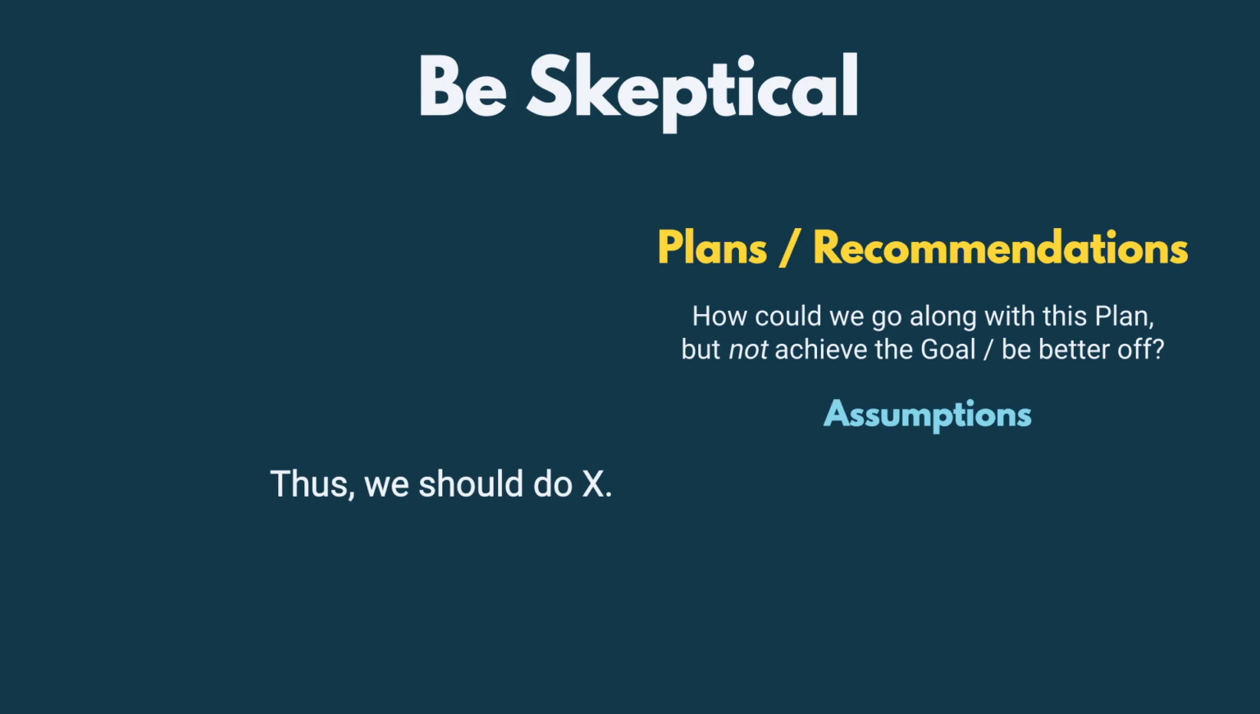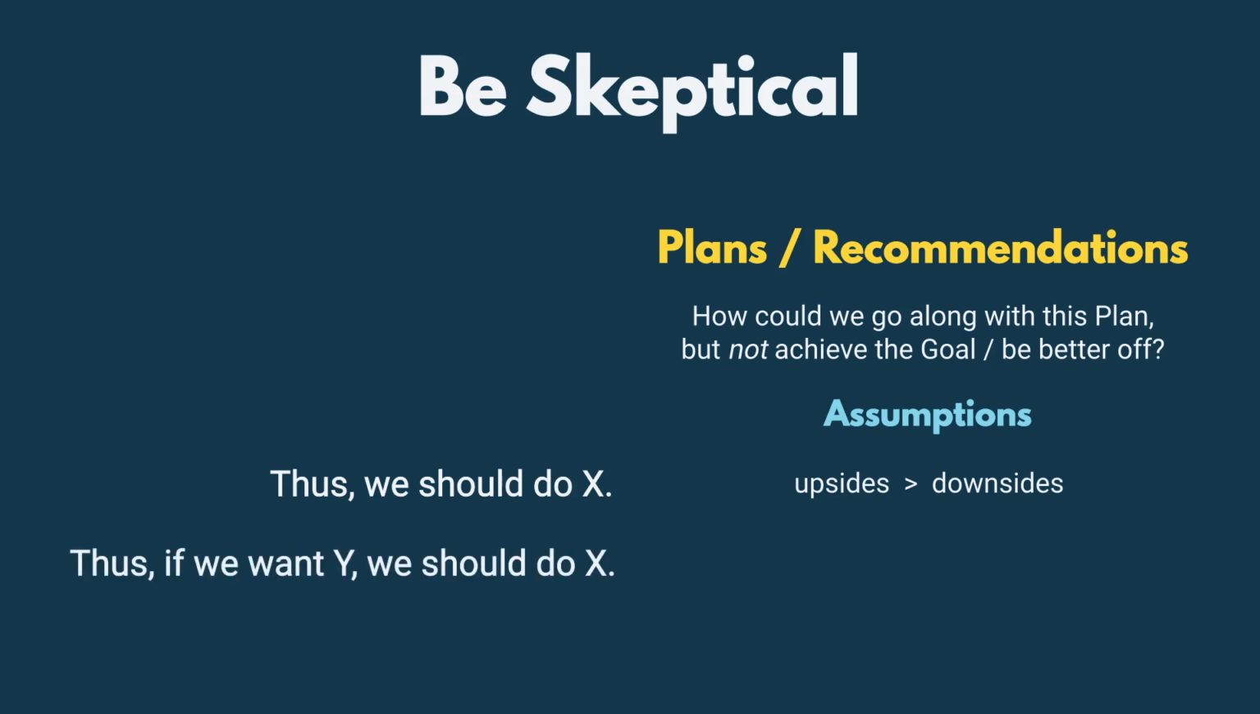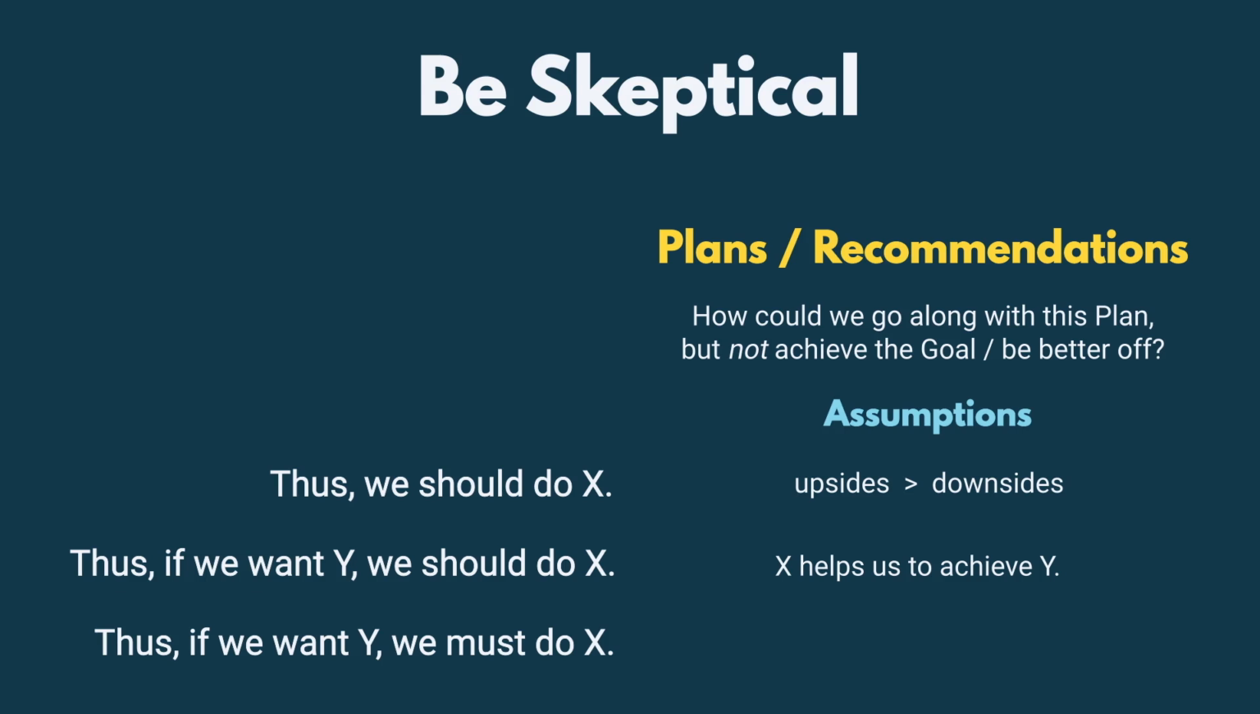When the recommendation is just that we should do something, then we're really analyzing whether the upsides outweigh the downsides. When the conclusion is more conditional, like, well, if you want Y, you should do X, we really are just judging, does X actually help me to get Y? And when the conclusion is, if you want Y, you must do X, we also want to be thinking, well, wait, are there any other ways to do Y? Is X really the only way?